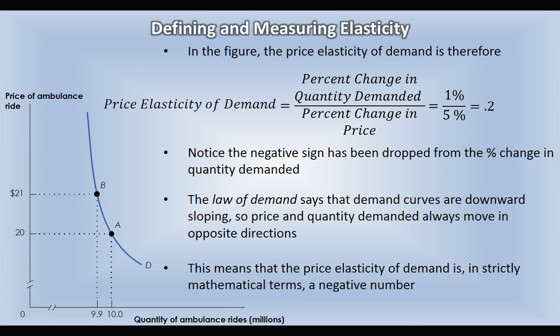And the price elasticity of demand is the ratio of the percent change in quantity demanded to the percent change in price. So if you put 1% over 5%, you get 0.2. 0.2 is relatively low, so we say the demand is inelastic. I'll be very specific about what terms we use for what magnitudes once we finish talking about how to calculate elasticities.